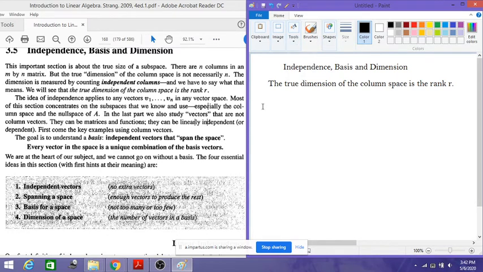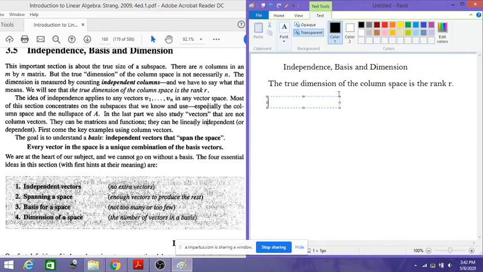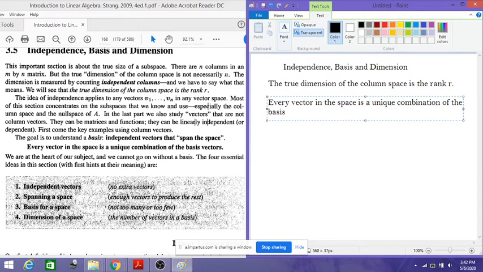So let me write the definition also here. Every vector in the space is a unique combination of the basis vectors. So every vector in the space is a unique combination of the basis vectors.